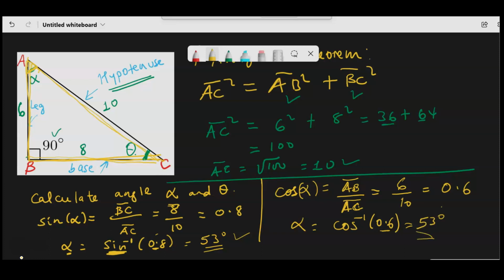Okay, so we have calculated the angle alpha value using cosine and sine functions. Then what would be the last angle, which is angle theta?